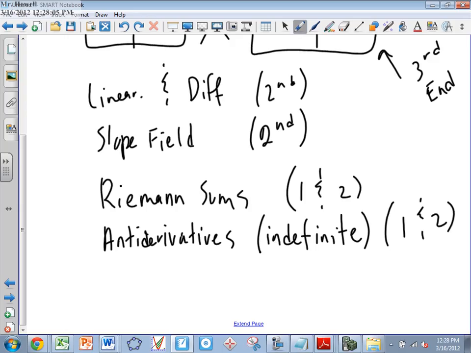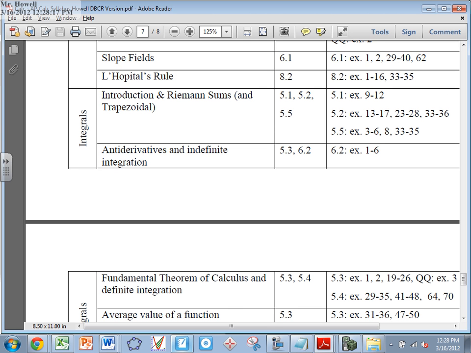Riemann sums, you're given the graph, you have to put the rectangles under the graph and find the areas. Okay, next. Antiderivative is just a fancy word for integral. Indefinite integration. Next.